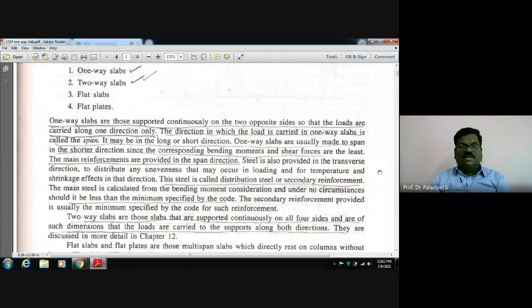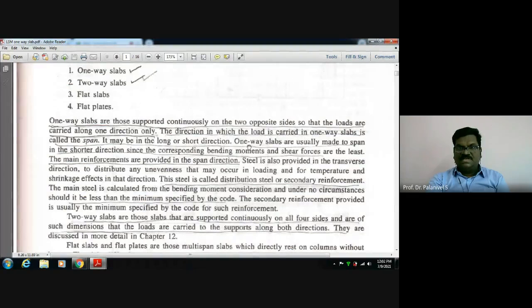What should be the minimum transverse steel, distribution steel, to be provided? There is a code provision. That much amount we provide. That's what is written here. The steel is also provided in the transverse direction to distribute any unevenness that may occur in loading, and for temperature and shrinkage effects in the direction. Very, very important. Actually, we provide the secondary steel or distribution steel to cater to temperature and shrinkage effect in the direction, and also any unevenness in the loading.